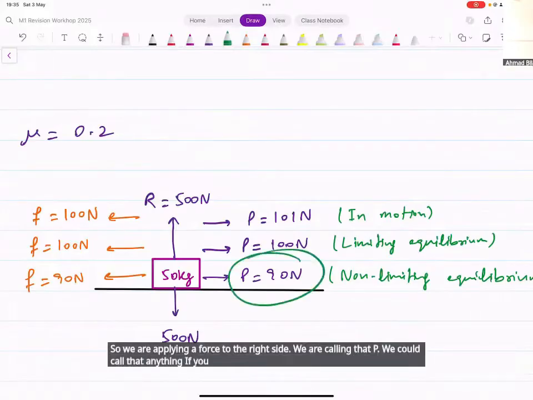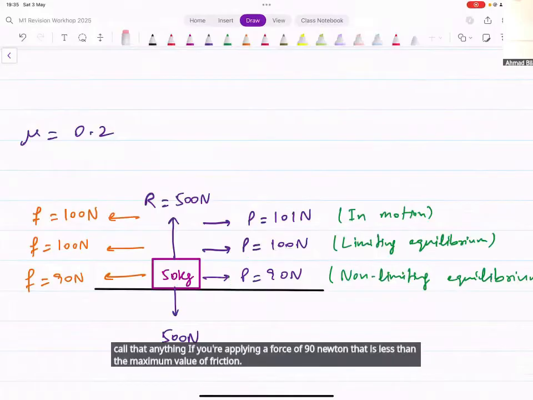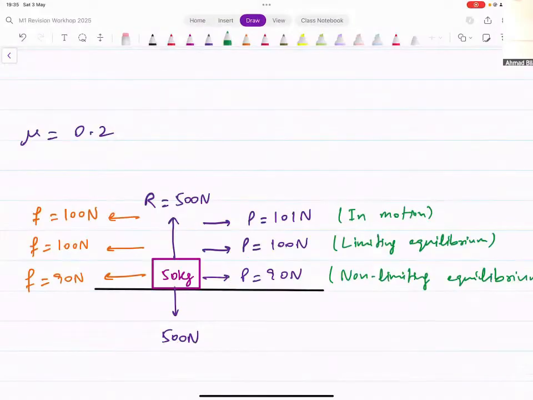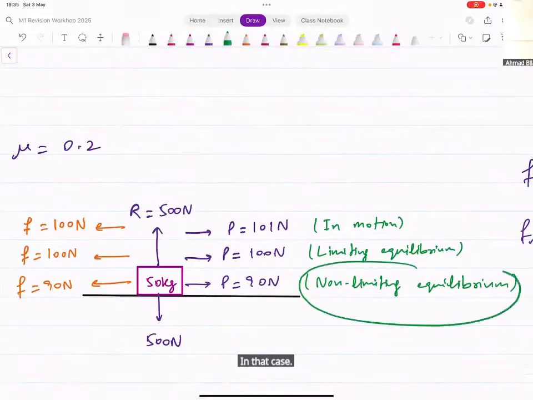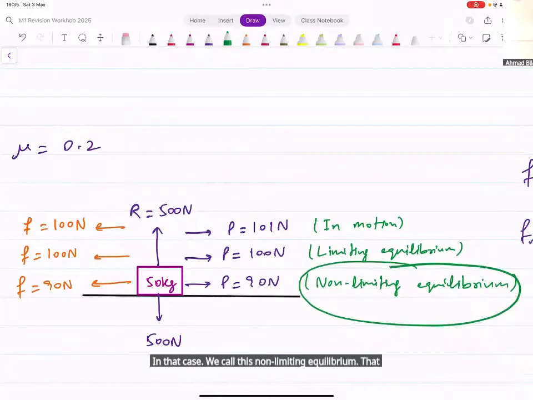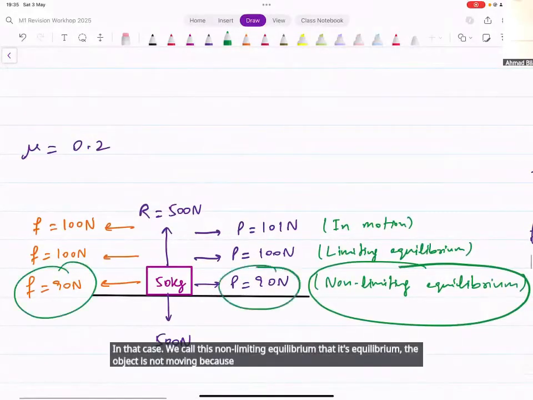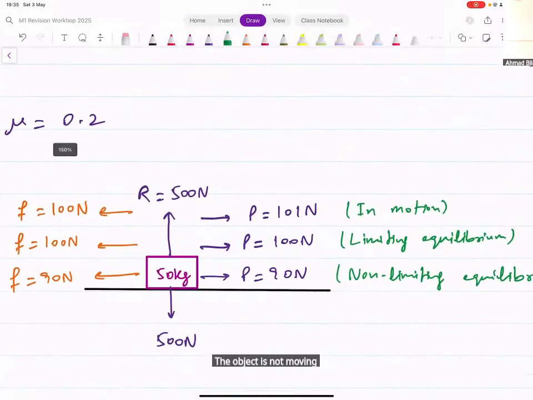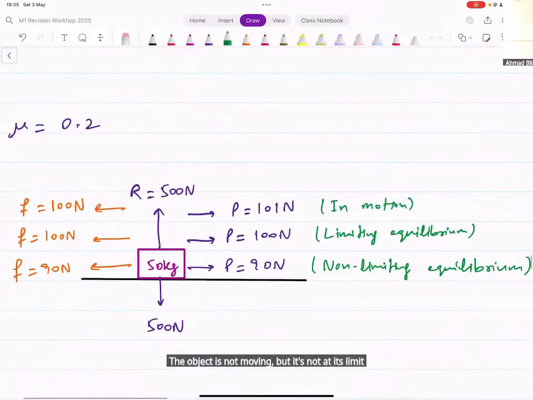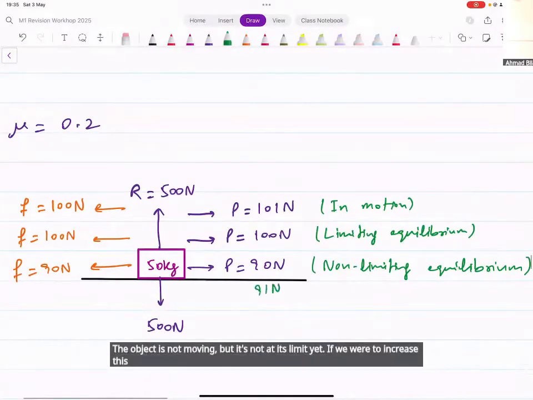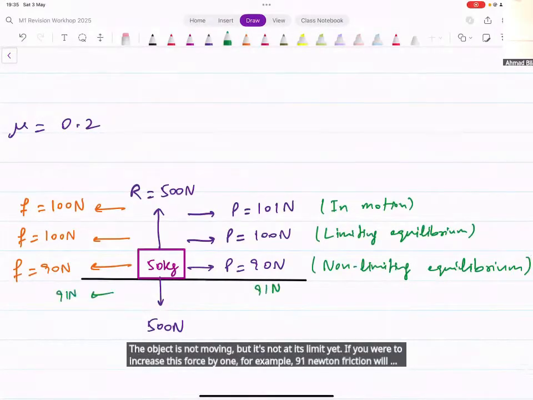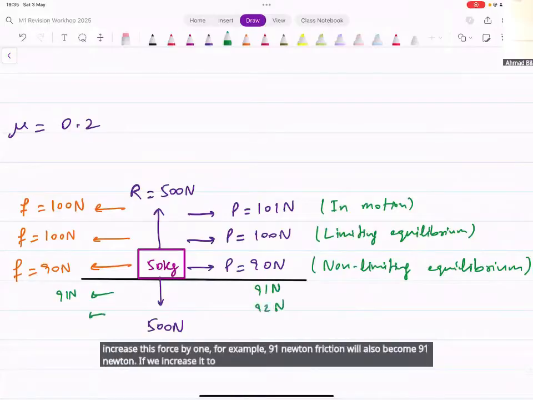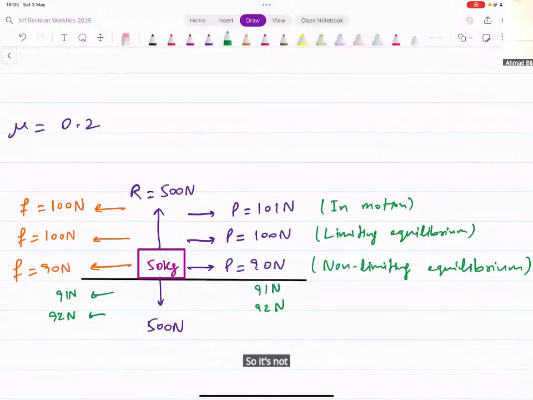If we're applying a force of 90 Newton, that is less than the maximum value of friction. In that case, we call this non-limiting equilibrium. It's equilibrium. The object is not moving because friction is also 90. The object is not moving, but it's not at its limit yet. If we were to increase this force by 1, for example, 91 Newton, friction will also become 91 Newton. If we increase it to 92 Newton, friction will also increase to 92 Newton. So it's not limiting equilibrium. We call this non-limiting equilibrium.